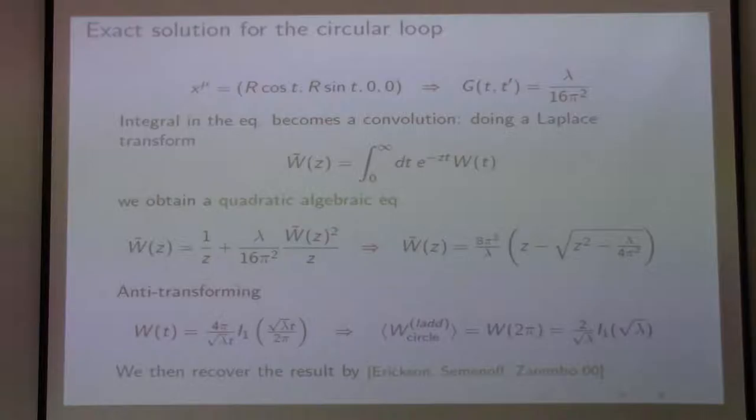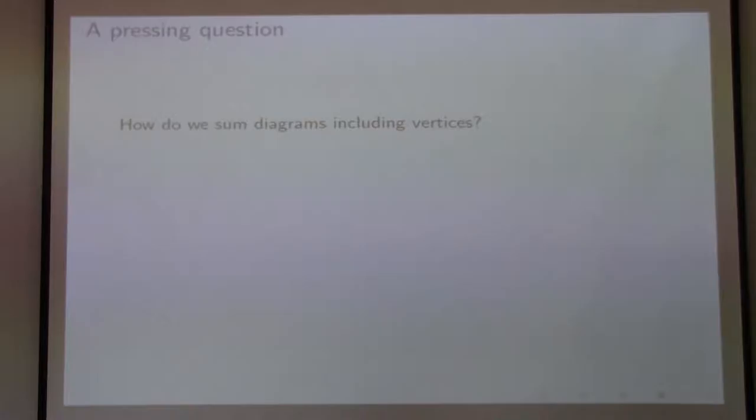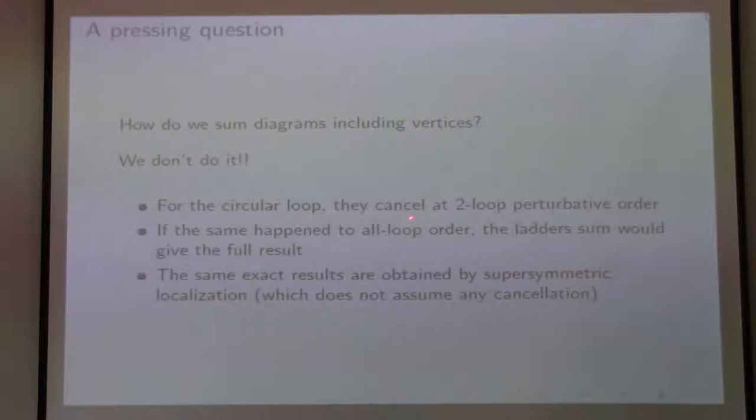There's a pressing question you should be asking now. How do we include diagrams that include vertices? And the answer is we don't. And why? Well, because already Erickson, Semenoff and Zarembo showed that after two loops, all diagrams with vertices cancel among themselves. So you might assume that this cancellation would happen at any perturbative order and accept that this ladder sum accounts for the exact answer.